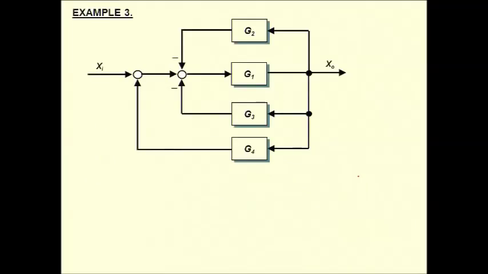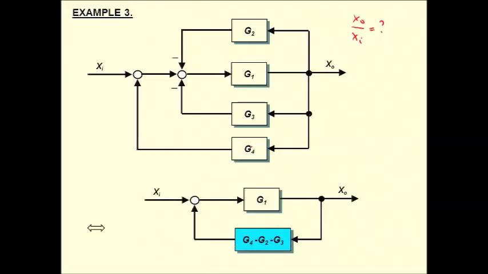What's happening here? There's only one input, one output, so I'm looking for XO over XI. What do I have here? These are all pickoff points which could have been combined together, and here we have summing junctions which could be combined together because they just fall one after the other. So there's a lot of stuff being fed back in all these three paths, and G2, G3, G4 are the feedback transfer functions. So my step is to actually combine those feedback signals together.